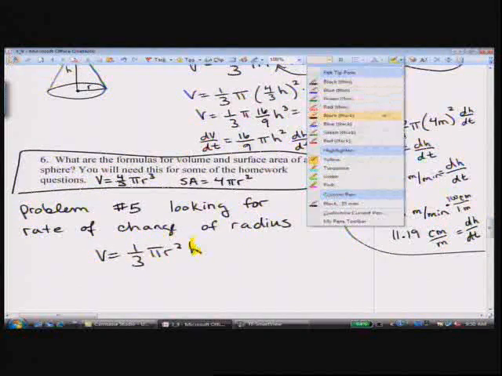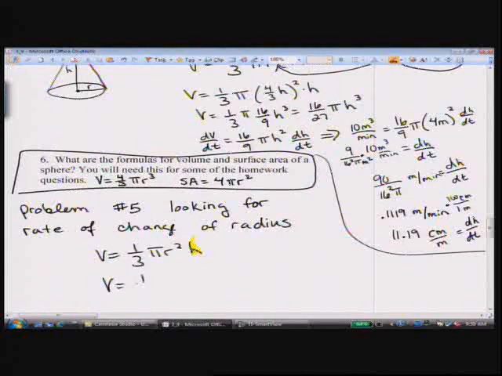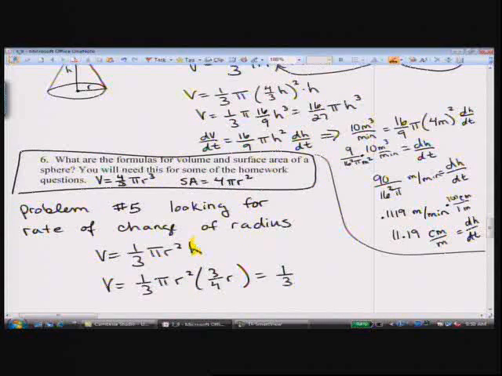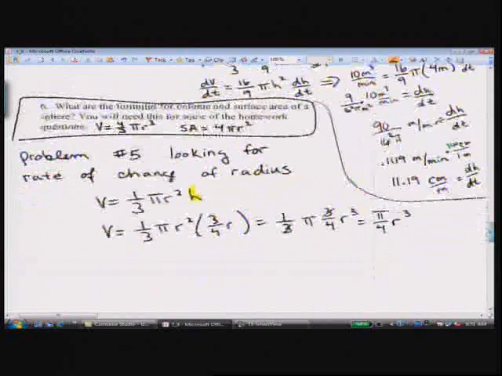All right, I'm not ready to do that yet. Still just working my formula, still just making my formula in terms of only r and V. Still cleaning it up. All right, so this is 1/3 pi times 3/4 r to the third, right? Because r squared times r. And those 3's cancel. So this is pi over 4 r cubed. Everybody okay? Yes? Okay, so now I'm ready to go.